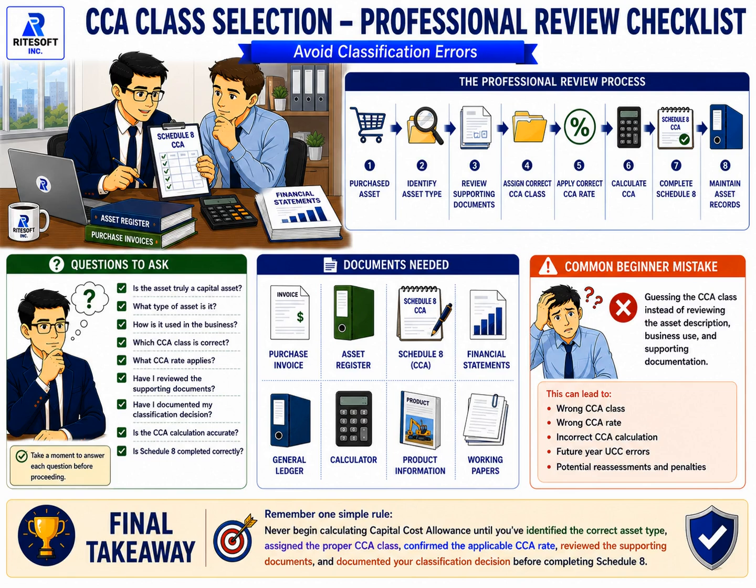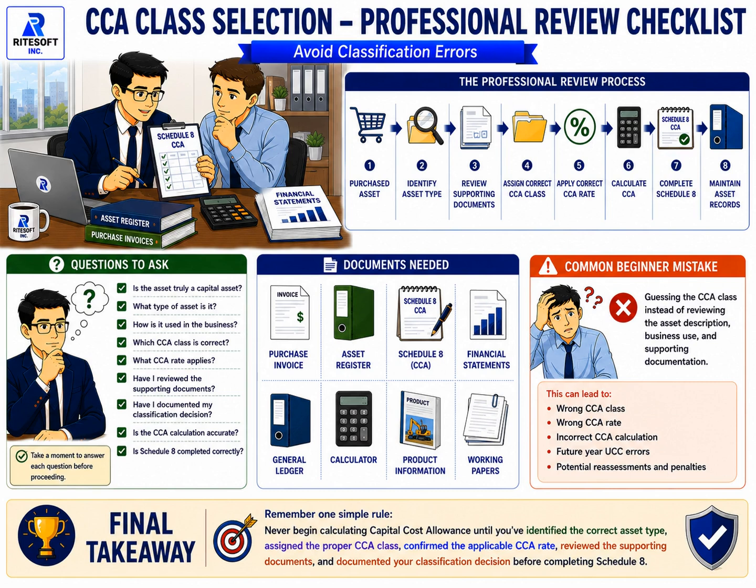Before calculating capital cost allowance, professional tax preparers perform one final review to ensure that every asset has been classified correctly. This review is one of the most important steps in preparing an accurate Schedule A, because selecting the wrong CCA class can affect not only the current year's deduction, but also future capital cost allowance calculations. The review begins by identifying the asset. Ask yourself a simple question. What type of capital asset is this? Understanding exactly what the corporation purchased is the foundation of the entire classification process.